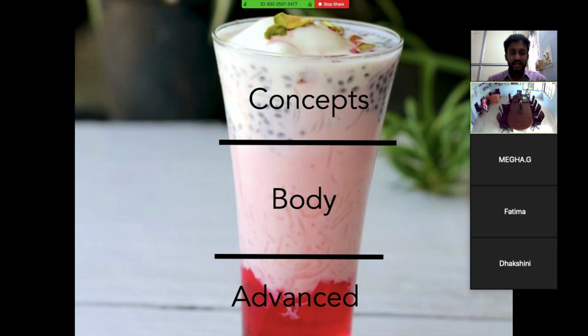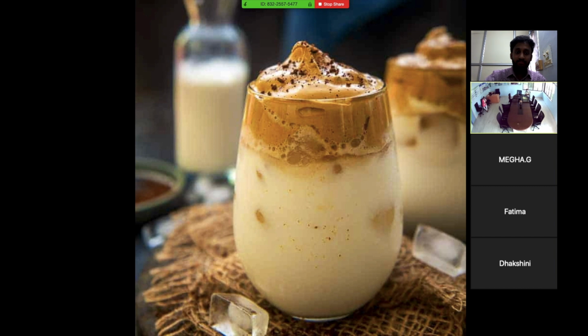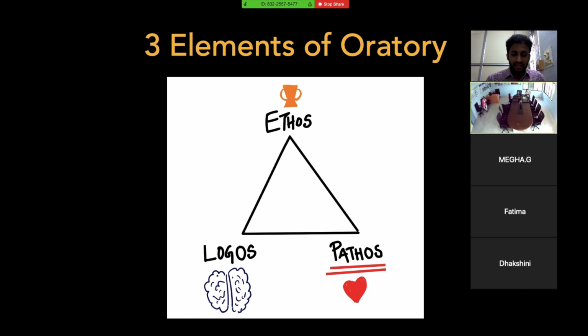Okay? It's like having a Falooda. I call this the Falooda Principle. So let the students enjoy the concepts first. Let them relish that first, and then the body, and then the advanced. The more relatable picture these days is this. So this is the coffee we all have, the Dalgona coffee. So study in layers, teach in layers. Always put fundamentals first, whether you are a learner or a teacher. Okay, now that is the first technique I shared, the 3 levels of teaching.